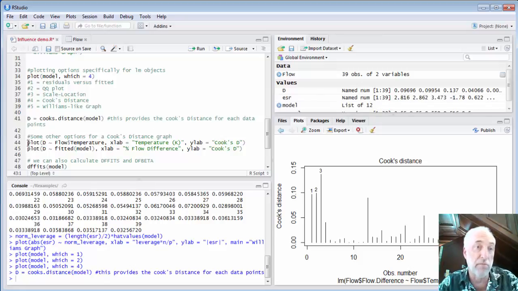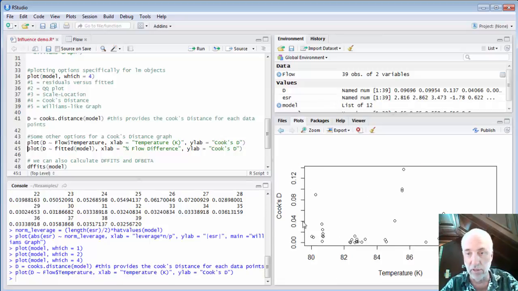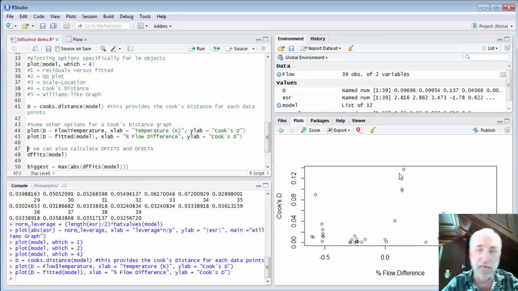And I can do things like plot them myself. I might plot them versus temperature if I so desired. That's what this plot shows: the Cook's distance versus temperature for all the data points in the data set. There's the biggest one, of course, as we've seen before. I can also plot it versus the fitted flow difference, y hat.